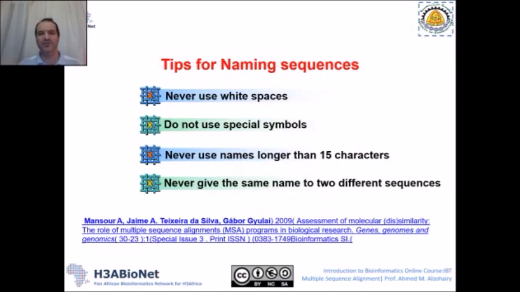Tips for naming sequences: never use white spaces, don't use special symbols, never use names longer than 15 characters, and never give the same name to different sequences, because all these may cause problems in your alignment and in a lot of programs. So that's why you have to keep this in mind while naming your sequences.